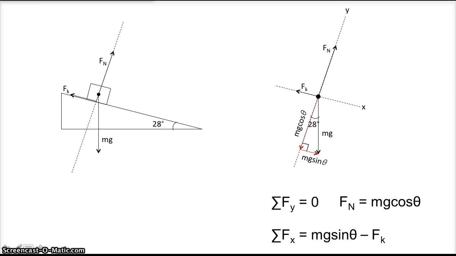And we can use these equations along with the kinetic friction equation, right, mu times the normal force, to solve these problems. The other thing is, once you know the net force on the x-axis, you can use Newton's second law, F net equals ma, to get the acceleration.